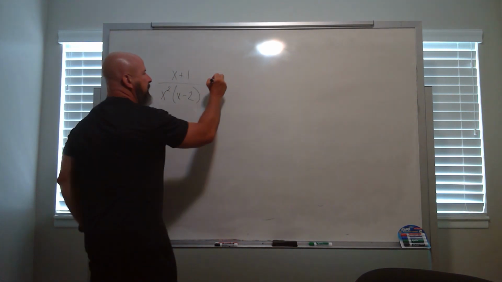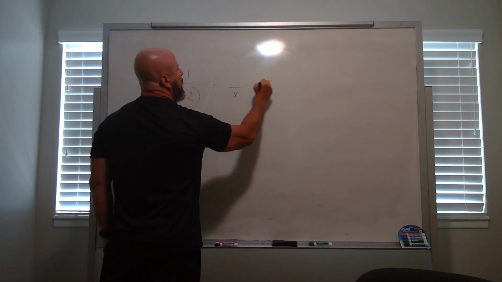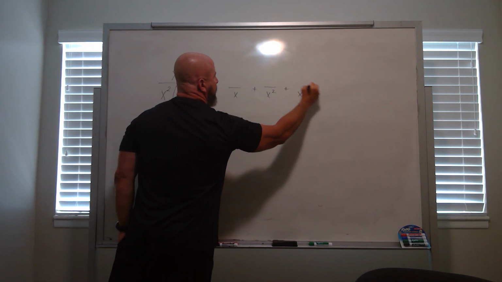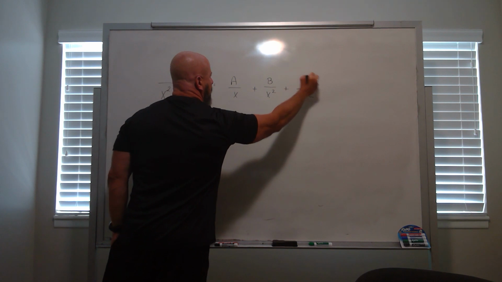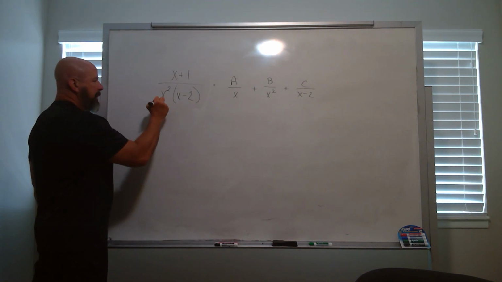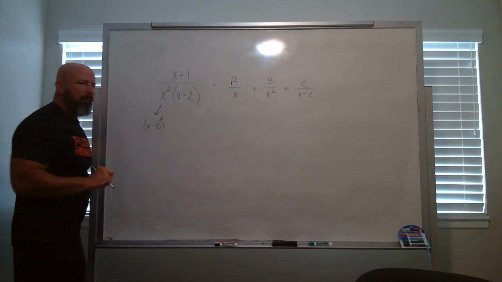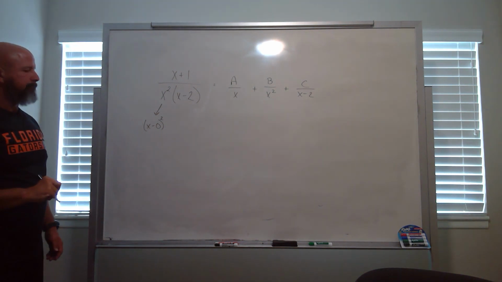So our split would have something over x, something over x squared, something over x minus 2. And that's where we'd have our A, our B, our C. It's a repeating piece, so we're counting up to it. You can kind of think of this as x minus 0 squared, more in that binomial format. That would work.